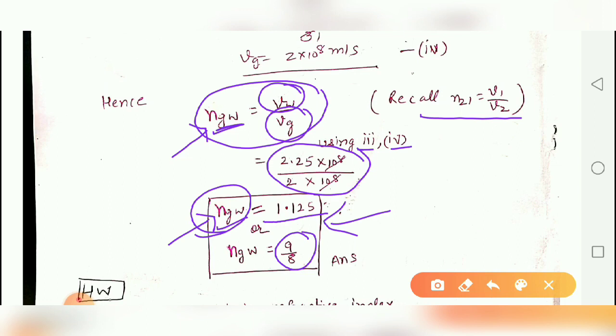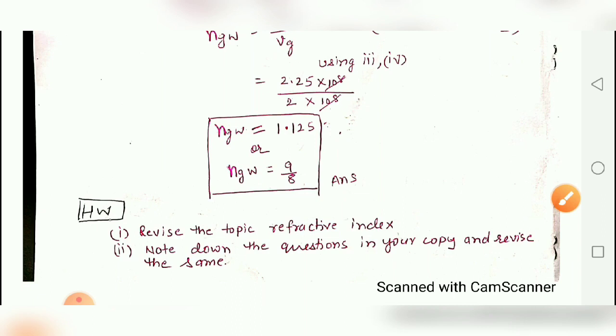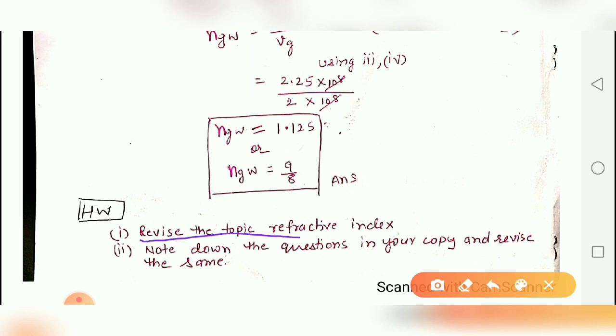Now it's time for homework. Today's homework is very simple. You have to revise the topic of refractive index and note down the questions in your copy and revise the same questions which are done in this video. A PDF copy will be provided to you. So you have to revise your classwork and revise the topic and practice the same.